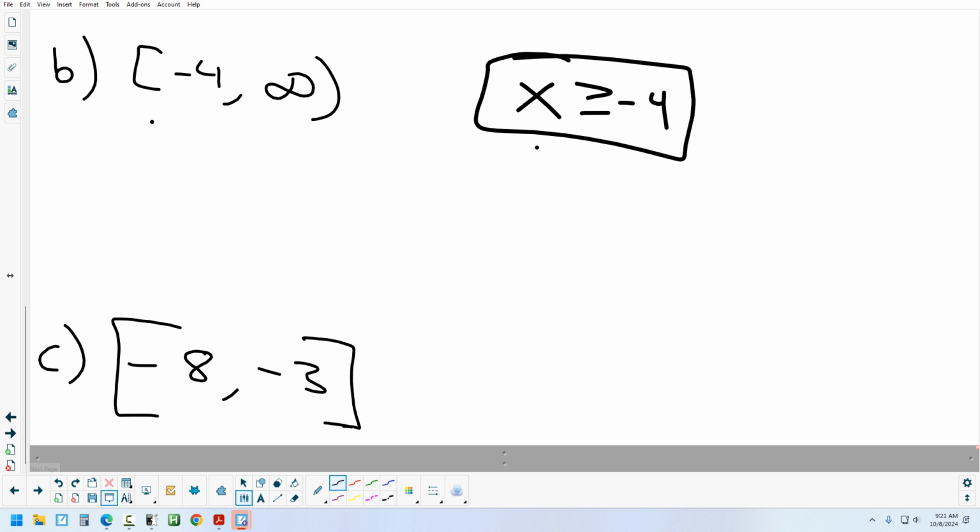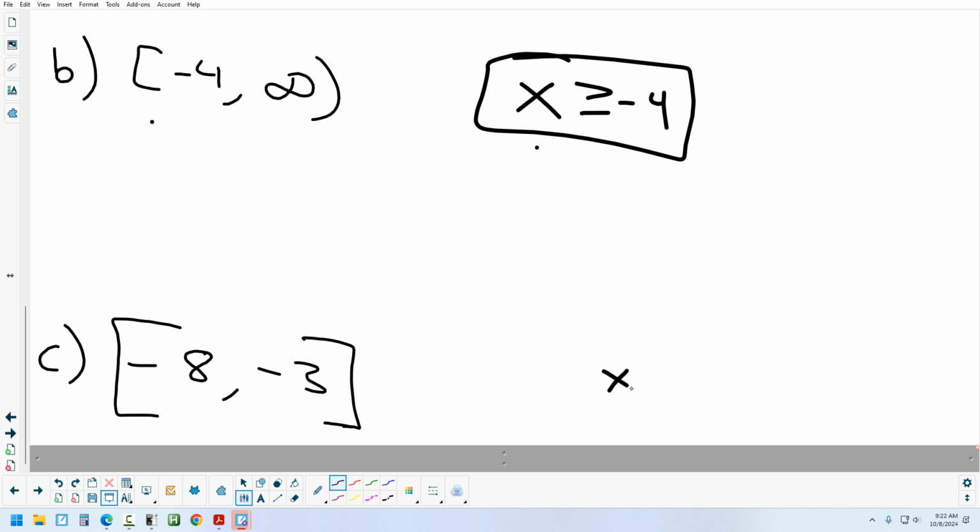And let's try this one. First, what kind of interval is this? Is this bounded or unbounded? It's bounded because it starts at a number, stops at a number. Is it an open interval, closed interval, or half open interval? Closed. Yeah, it's closed, completely closed. Okay, so start with x and tell me what x has to be greater than or equal to.